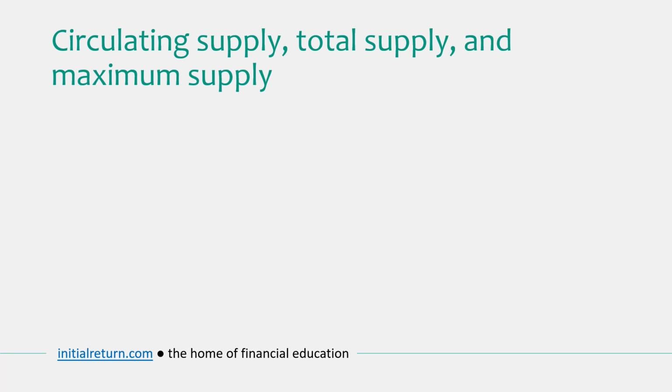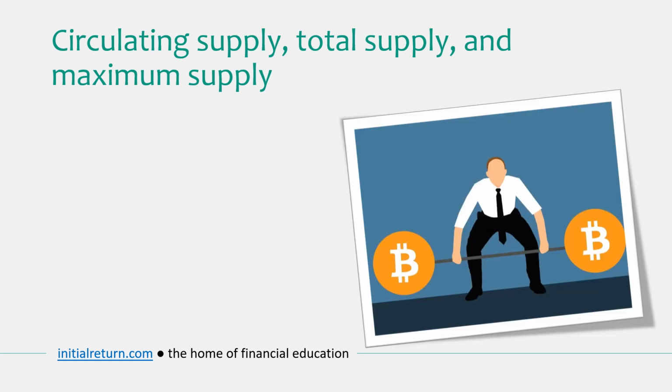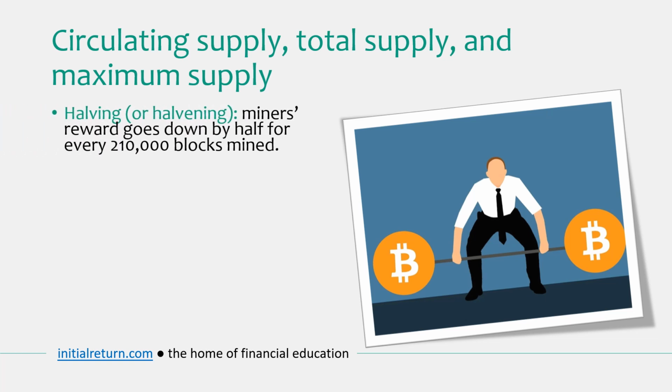And let's talk a little more about terminology here, because there are different terms used in practice. So it's important to understand the differences. So we should be able to distinguish between circulating, total, and maximum supply. And to do that, maybe one more term is useful here, which is called halving or halvening.